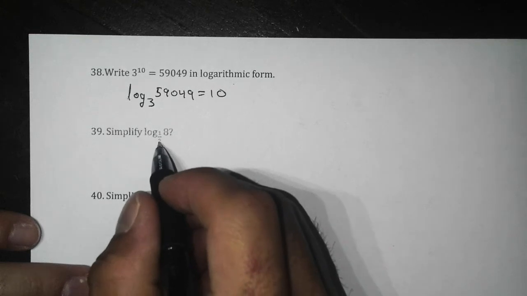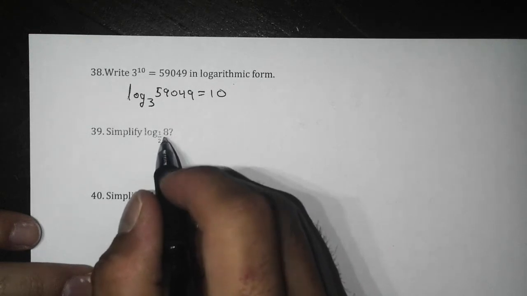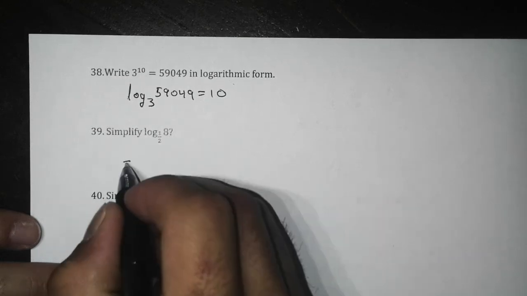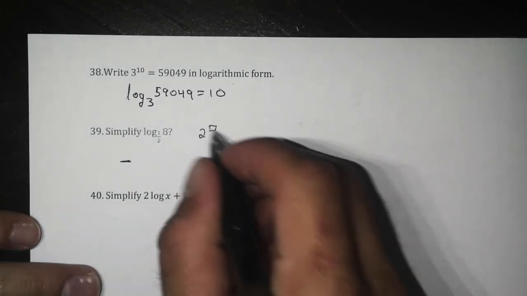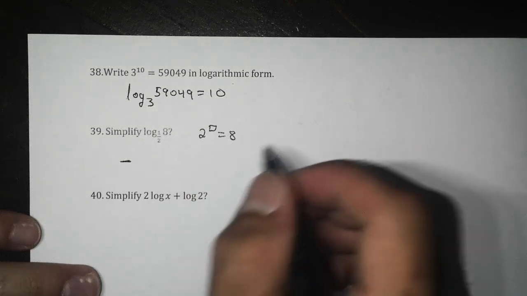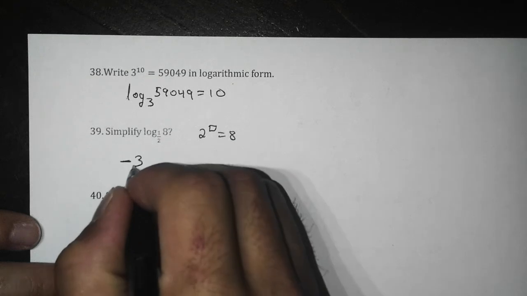39, we have a fraction. And we're changing it to something that's not a fraction. So therefore our answer has to be negative. 2 to what power gives me 8? Well, 2 times 2 is 4, times another 2 gives me 8. So 2 to the 3rd power, so negative 3.